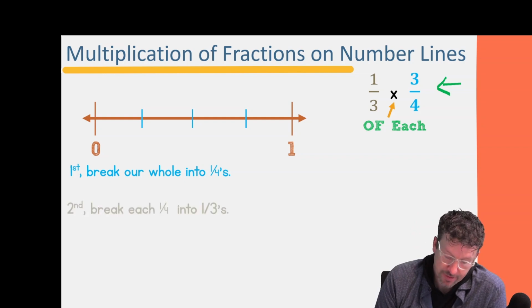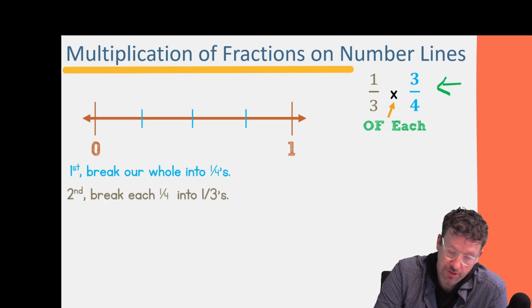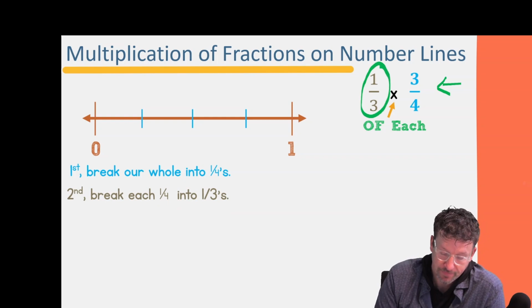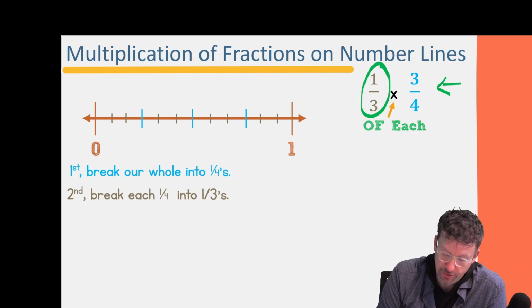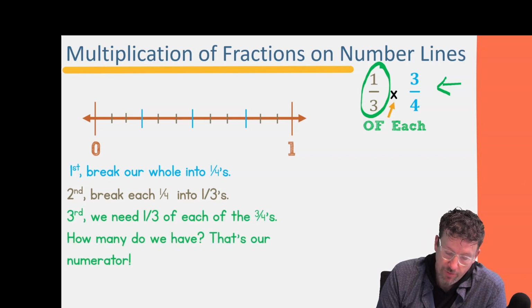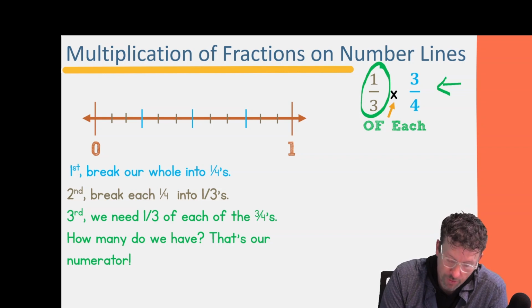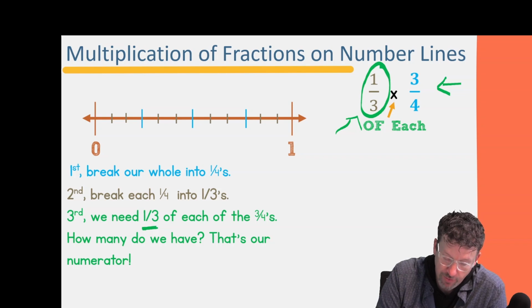Then the second thing we're going to do is break each of those fourths into thirds. With our handy dandy computer here, we break each one of those into thirds. So now we have our number line, our one whole broken into fourths, and then we broke each of those fourths into thirds. What happens next? Well, we need 1/3 of each of the 3/4. Let's say that again. We need only 1/3, because that's the number we're multiplying by, of each of only the 3/4.